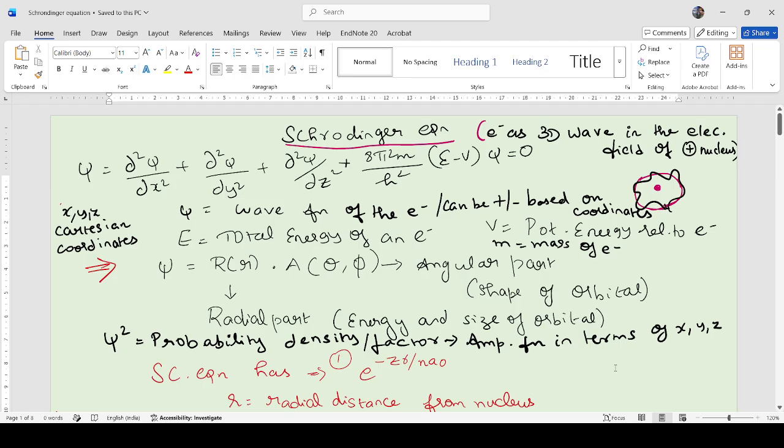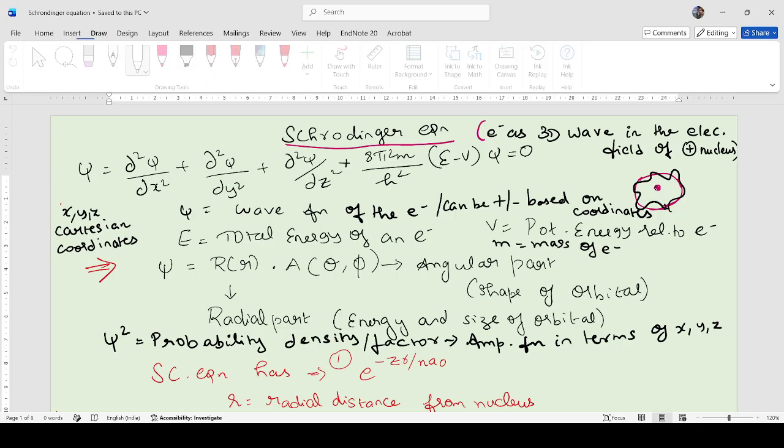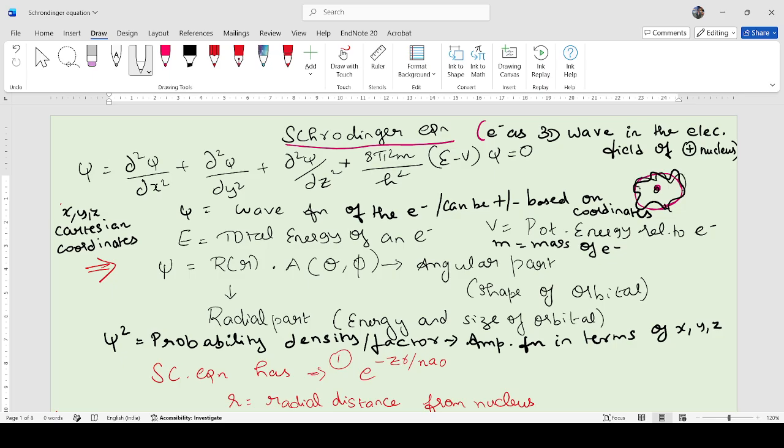So we are discussing the Schrodinger equation here. Schrodinger was a person who gave us the ideology of the quantum numbers. He assumed that the electron is traveling around the nucleus as a wave. So the electron travels around the nucleus like a three-dimensional wave. The Schrodinger wave equation is provided as such.